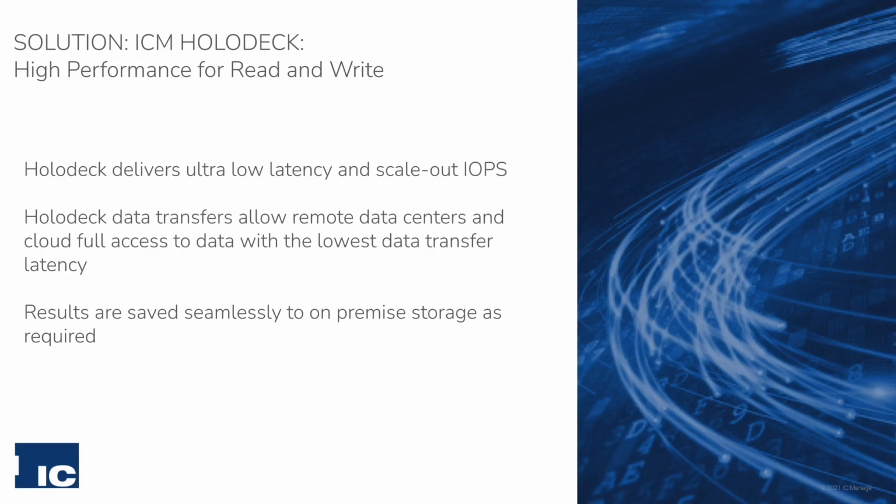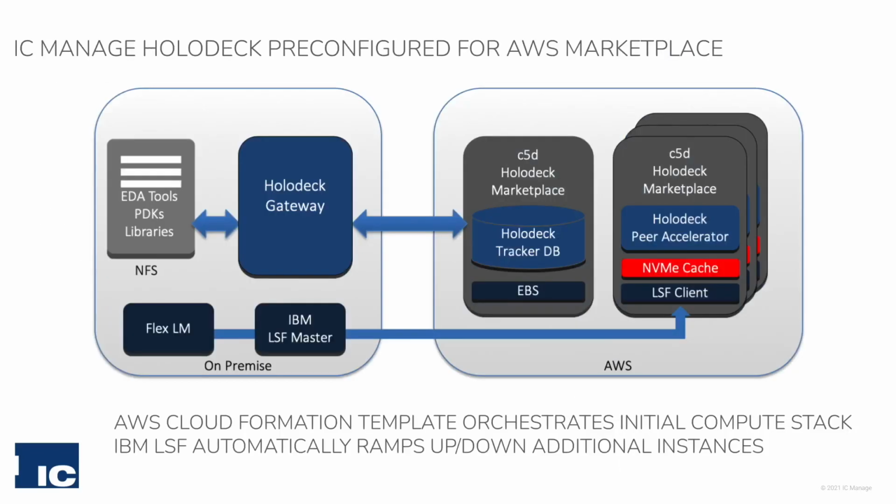Holodeck also allows any new data created in the cloud to be written back to on-premise seamlessly, but also subject to filtering so you only get what you want, since most cloud providers charge for data sent back to on-premise. They don't charge you for the upload, but they do charge you for the return. The Holodeck system has been pre-configured for AWS Marketplace with pre-built Linux images that are used in a CloudFormation template, which allows you to get up and running very quickly.